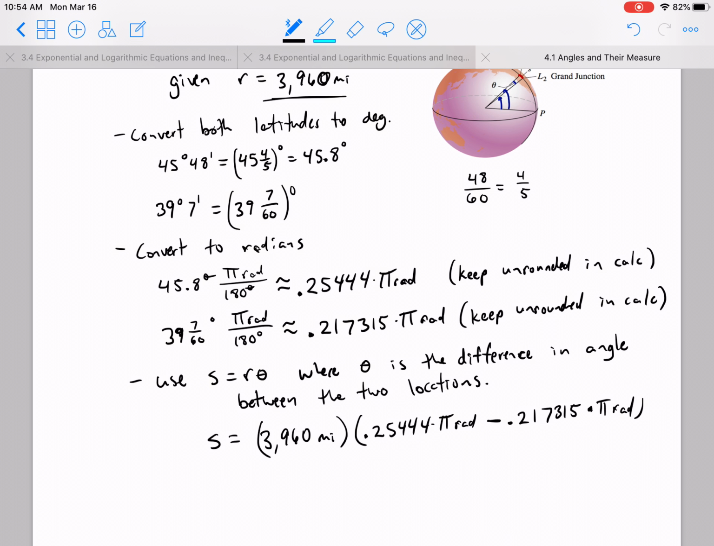You don't even have to multiply the pi's in there, because you can pull the pi out and multiply all that together, do the subtraction, and you get about 461.9 miles, which I guess we can round off to, these are about equal to, we can round that off to 462 miles. And that's the distance between the two cities. Okay, that's it for section 4.1.